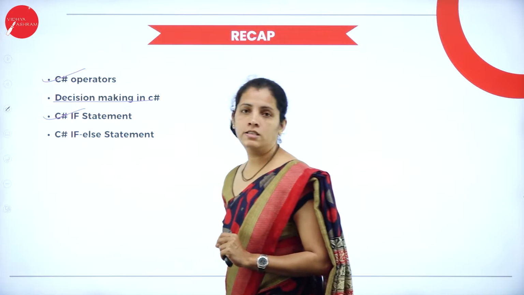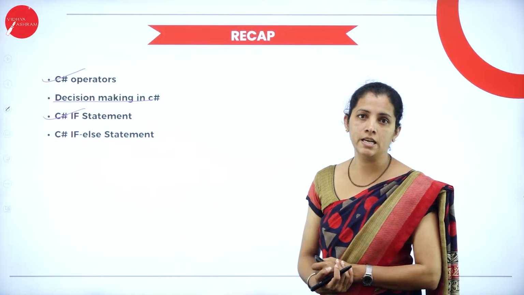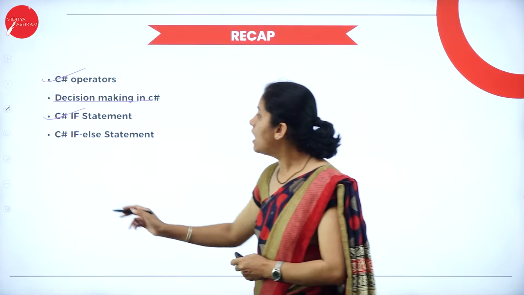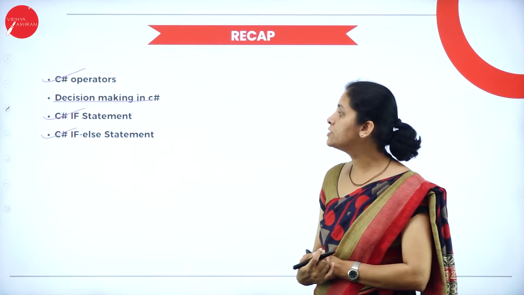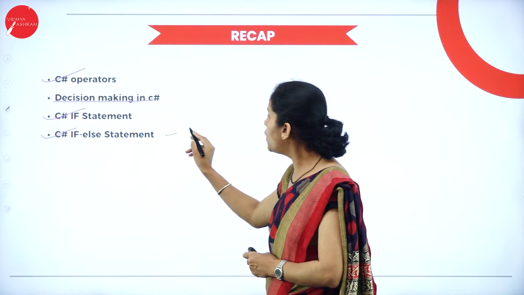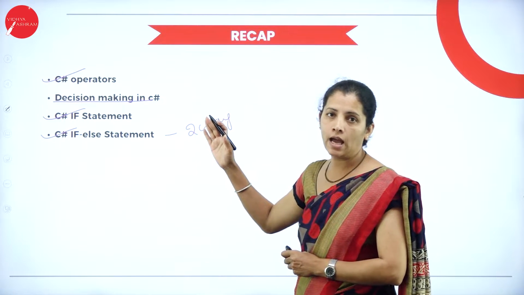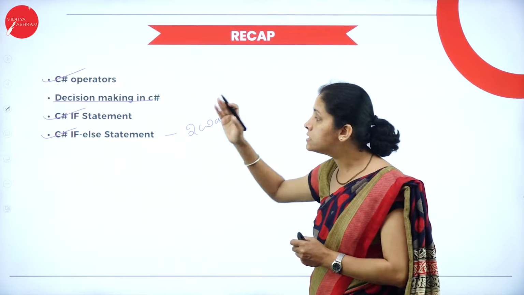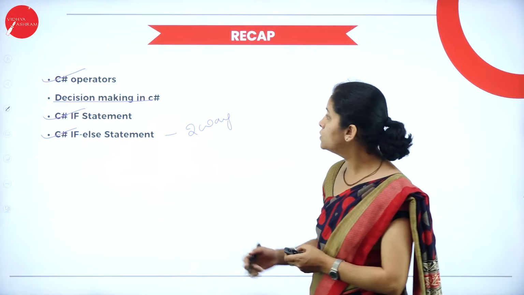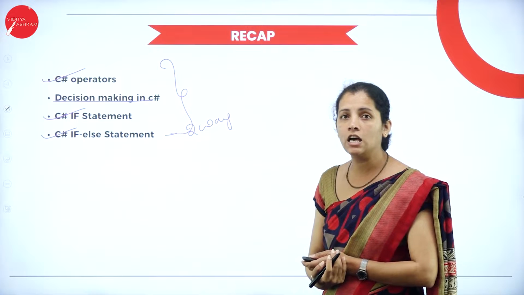So here the C# if statement is called simple if statement or one-way branching. Then I have discussed the C# if else statement. So dear student, it is called two-way branching. Along with that, I have discussed syntax, example as well as flowchart. So dear student, these are the certain topics I have discussed in my last session.